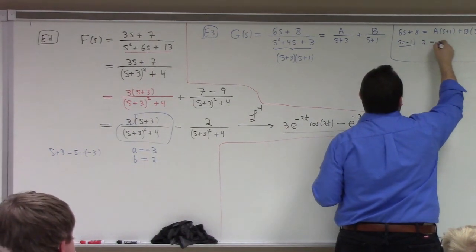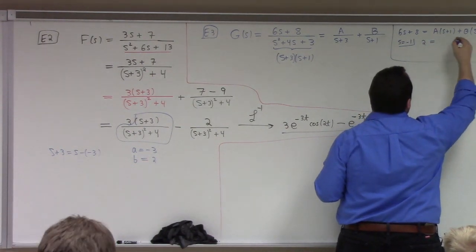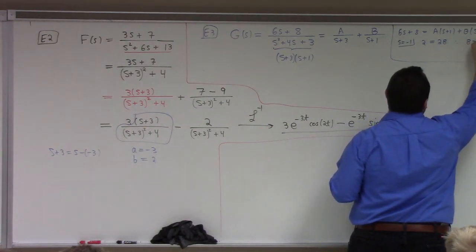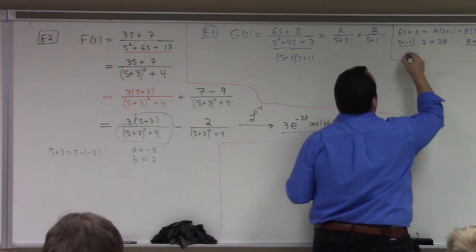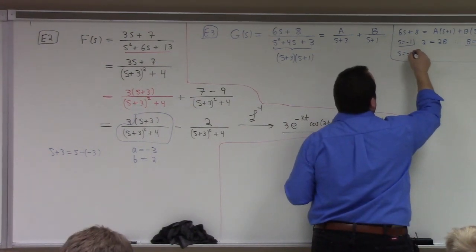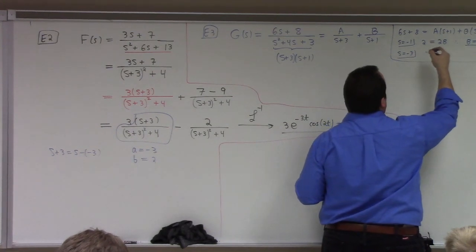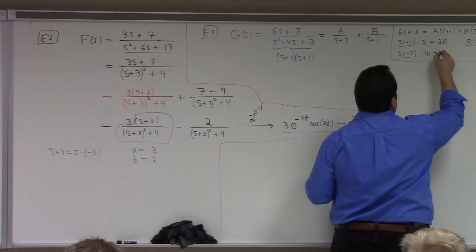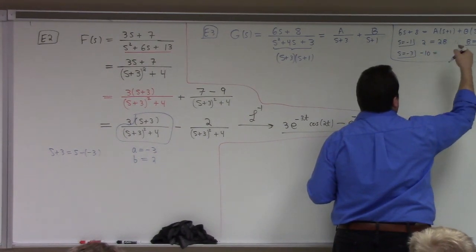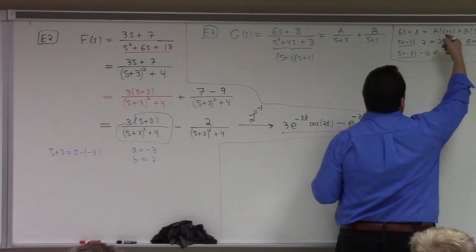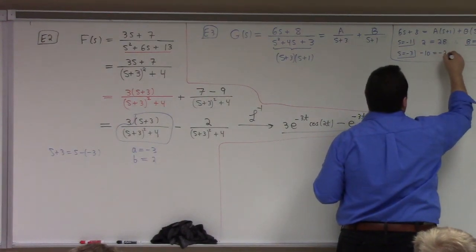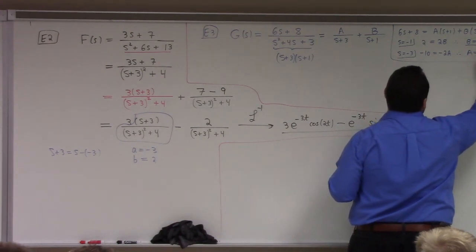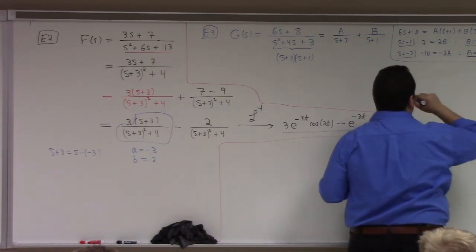All right, 2 equals 2b. So to be or not to be? Well, no, I mean b is 1. Let's see here. B is 1. S equals minus 3 gives me minus 18 plus 8, which is minus 10. And minus 10 is equal to minus 3 plus 1, which is minus 2a. Apparently, a is equal to 5. Not to be confused with s.